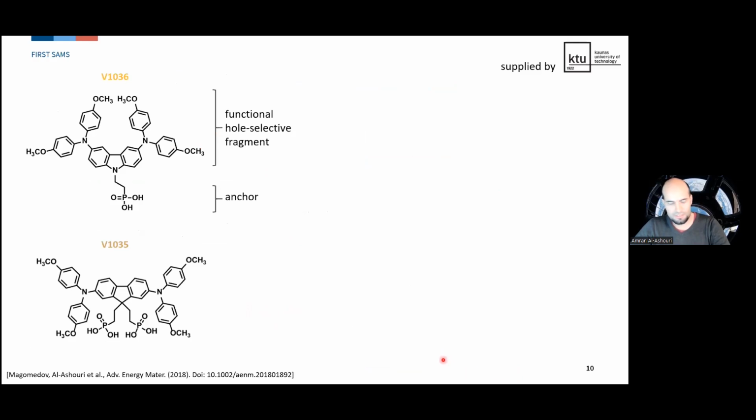So then we started off, and honestly, I have to admit, we just used the molecules that were basically on a shelf somewhere, and the idea was born. And Artyom, who was visiting me during that time at AZB, we did this together. So we had this molecule here first. Oh, this one was the very first. So there's a hole-selective fragment that is known among organic chemists, I guess, and an anchoring part.